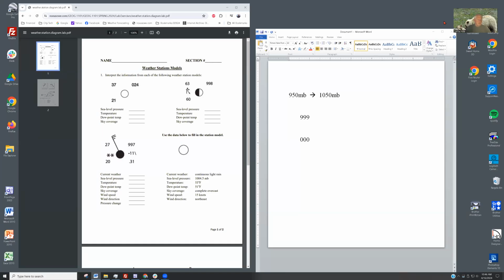Hi, this short lecture is about how to complete the weather station models lab exercise, and the material related to this lab can be found in chapter 7 in the lecture outlines on the course website. The reason the National Weather Service has these weather station models is because there's a lot of information that needs to be collected and displayed on maps every 3 hours.